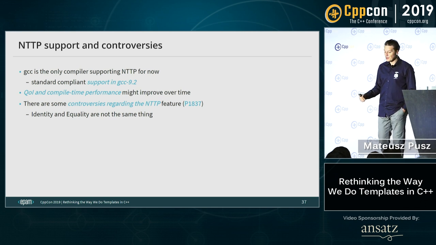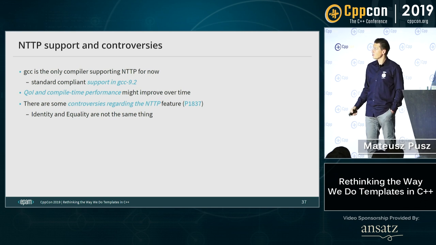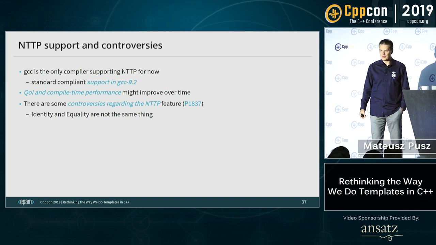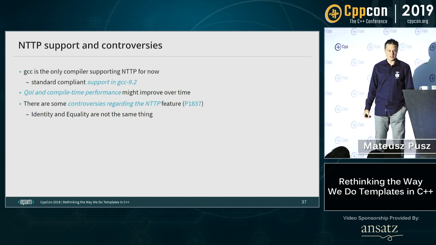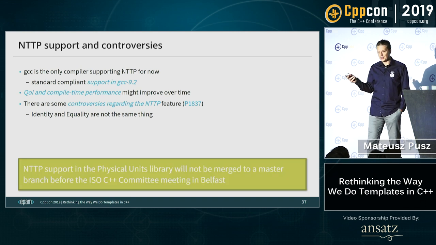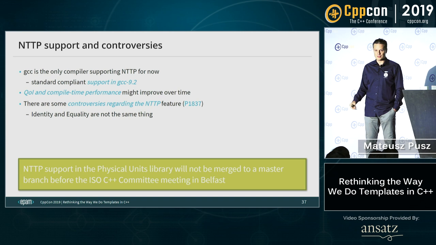Also, there are some controversies regarding NTTP. There is a paper called 1837, by Arthur O'Dwyer, that basically provides some concerns regarding this. So I'm not sure if it will end up in C++20. That is why right now my library didn't merge NTTP support into the mainline. I'm waiting for the Belfast meeting to find out what will happen with this paper from Arthur.